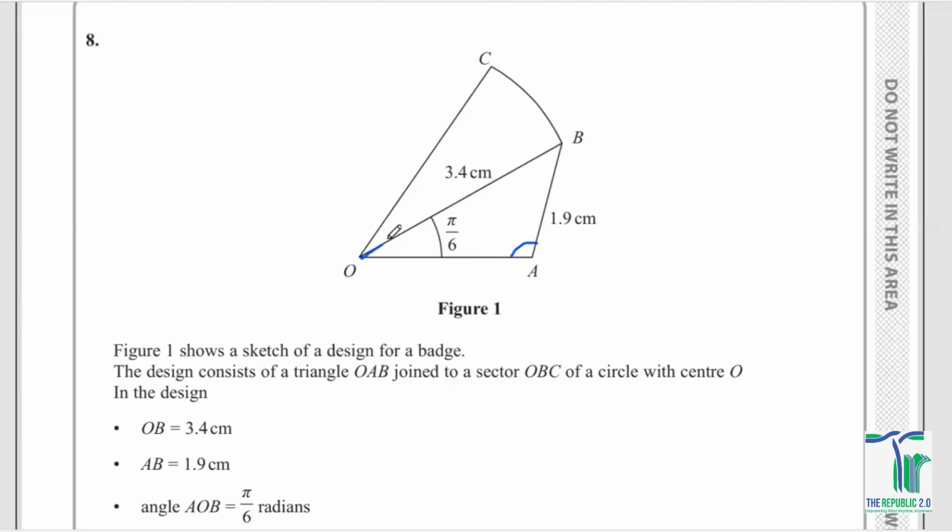Now you can easily see that this is a triangle, right? Obtuse triangle. It does not have any sort of a 90-degree angle. And if it does not have any sort of a 90-degree angle, what does that mean?